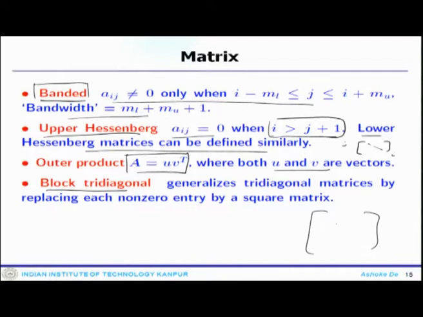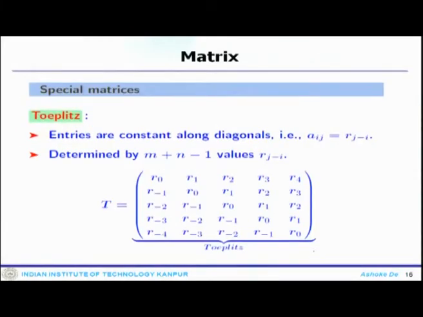Block tridiagonal means I can have block tridiagonal systems. It could be one tridiagonal system here, one tridiagonal system here, and one tridiagonal system here. These are called block tridiagonal systems.